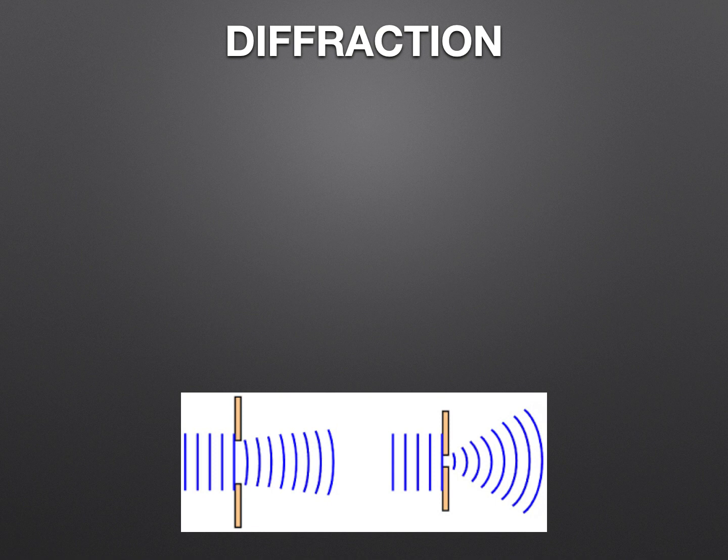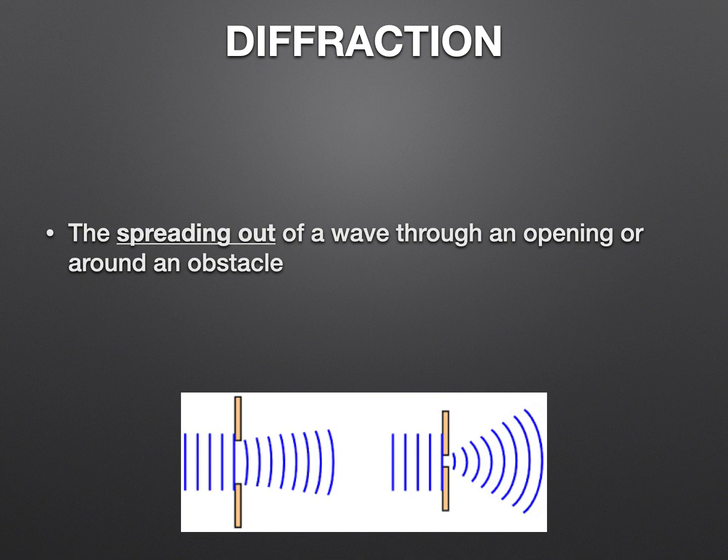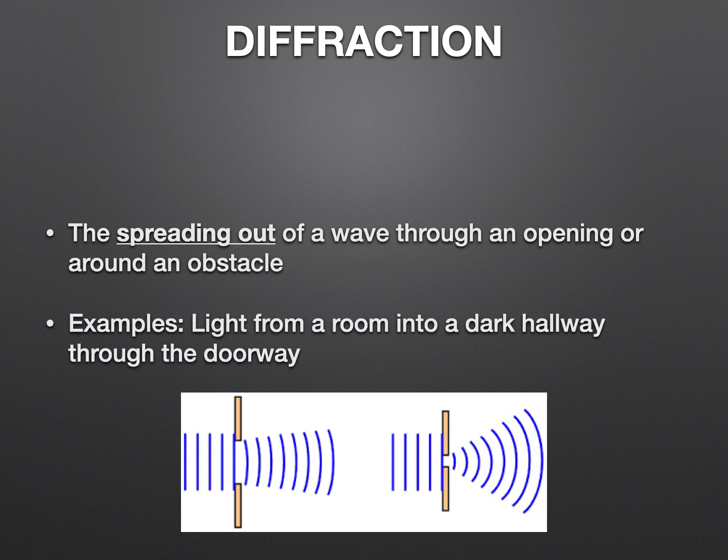The next wave behavior is diffraction. This is the least common that we'll talk about, but we still are going to address it. Diffraction is the spreading out of a wave through an opening or around an obstacle. My example is if you were sitting in your room and you had the lights out in the hallway, if we opened our door, you would notice that the light from our room would go through the door, but also spread out as it left through that obstacle.